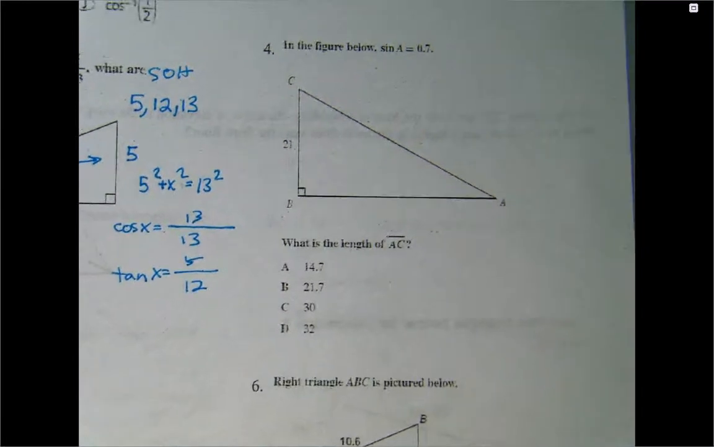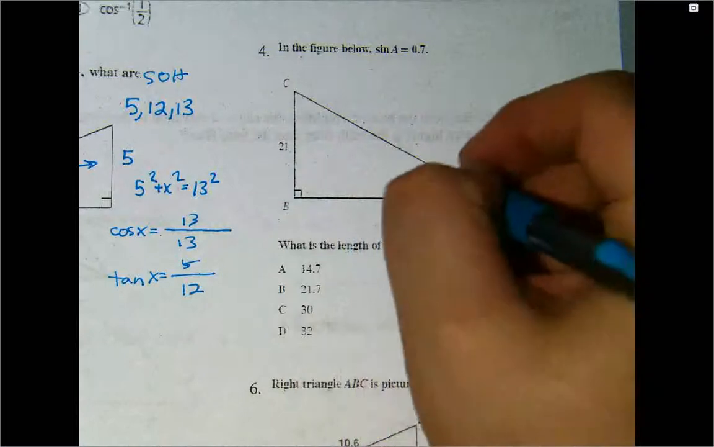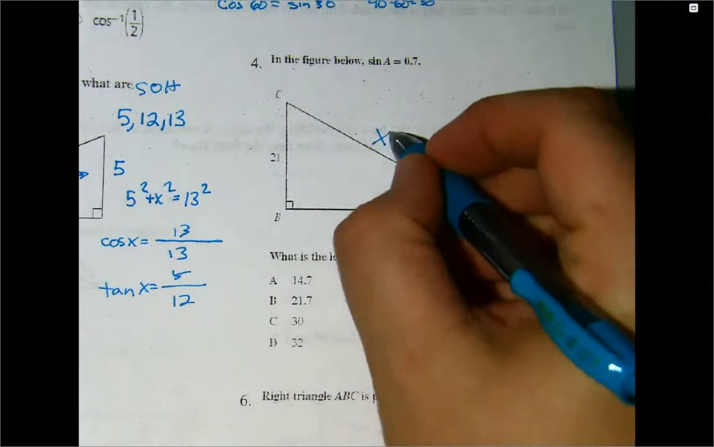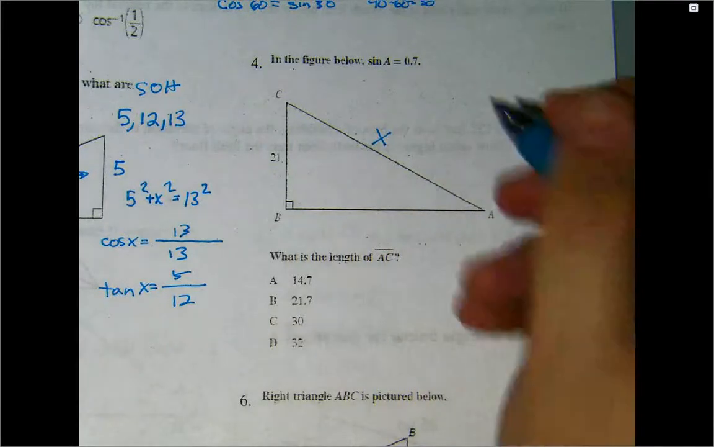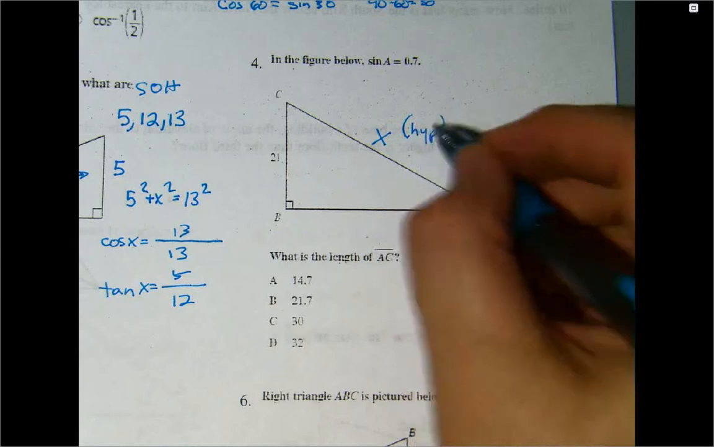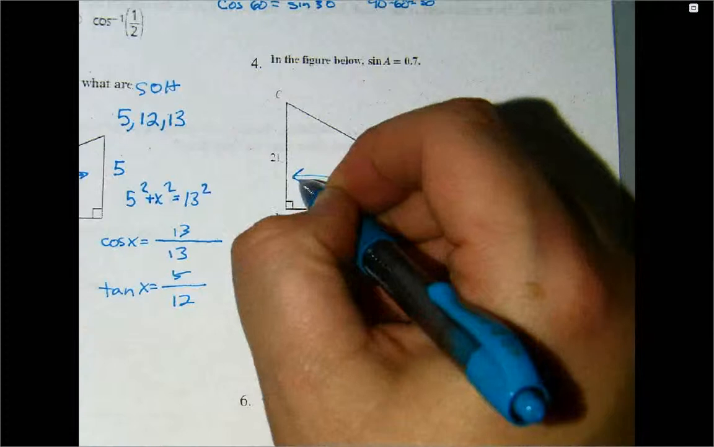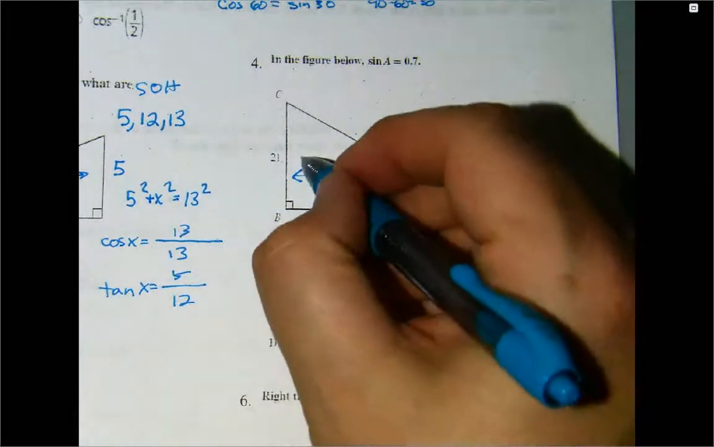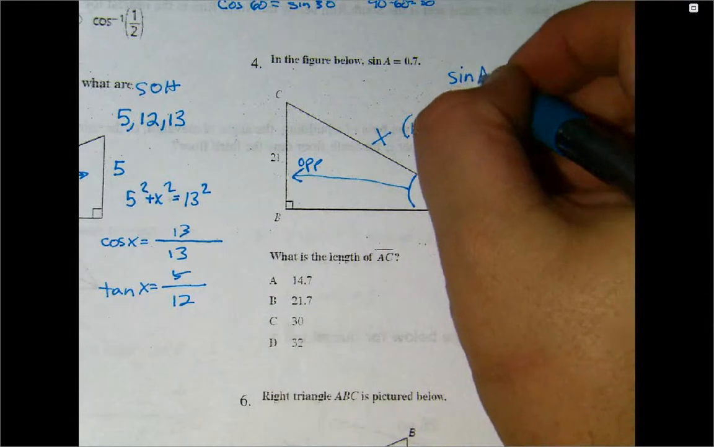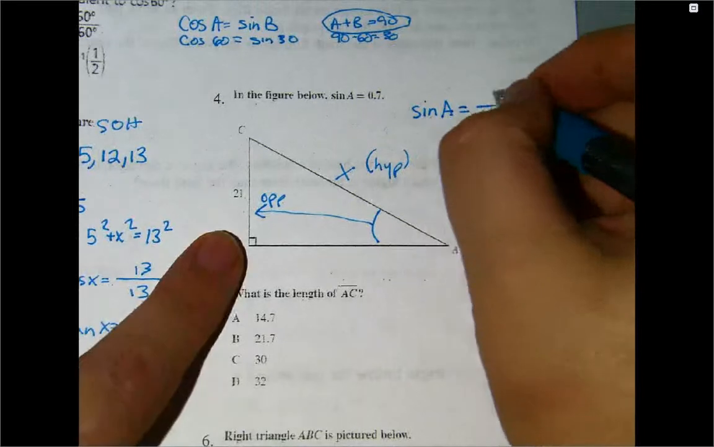Now it says the sine of A is 0.7. What is the length of AC? So I want that guy right there. What is that? Is that opposite, adjacent, or hypotenuse? Hypotenuse. Now, we're talking about A, so there's a sine of A. What's 21? Okay, that's opposite. So I could say that the sine of A is equal to the opposite, which is 21 over x.